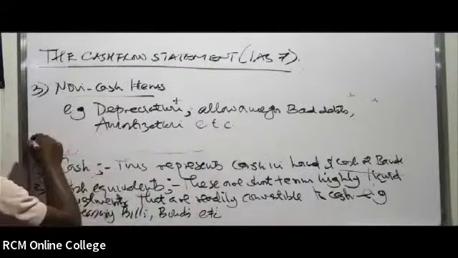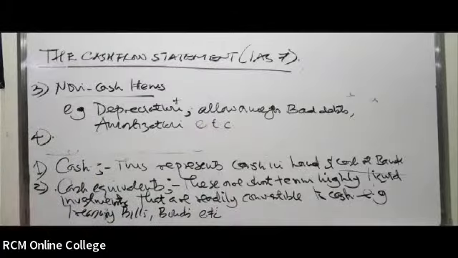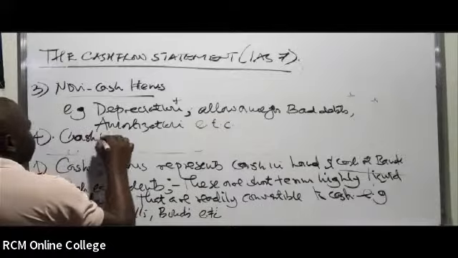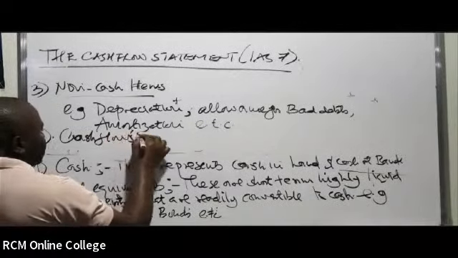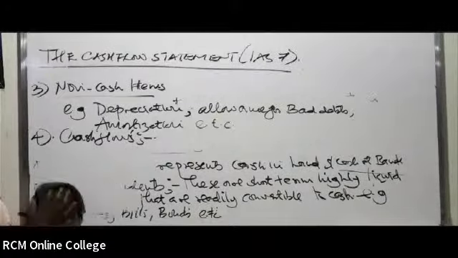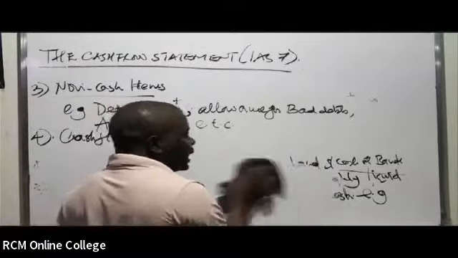So we can have number 4. You can write number 4. Another term, cash flows. What do you mean by cash flows? What are cash flows? I write the term cash flows. You write this: these are inflows and outflows of cash and cash equivalents.